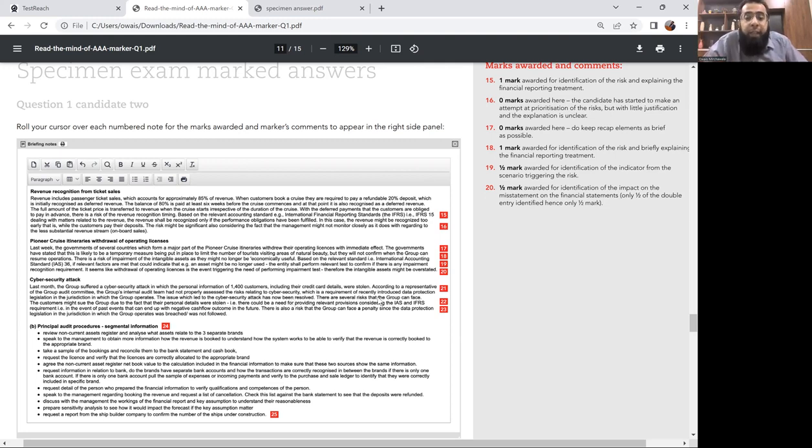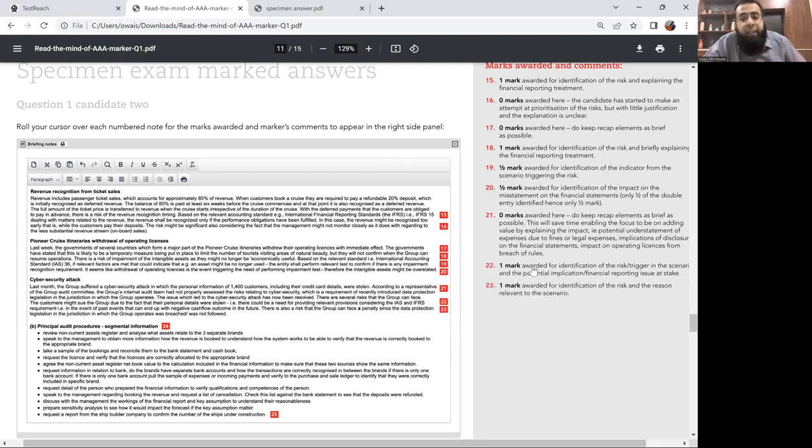There are several risks that the group can face. The customers might sue the group due to their personal data being lost. That is, there could be a need for providing relevant provisions considering the relevant IAS and IFRS requirements. That is, an event of the past that can end up with negative cash flow outcomes in the future. There is also a risk that the group can face a penalty since the data protection legislation in the jurisdiction in which the group operates has been breached. So he has explained the risk very slightly, but again, he keeps on repeating the data again and again.